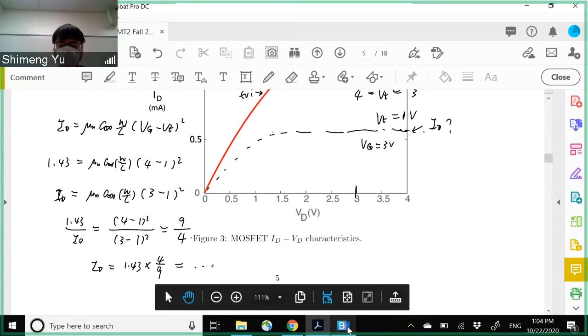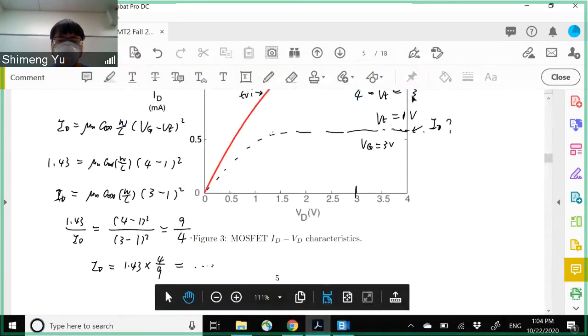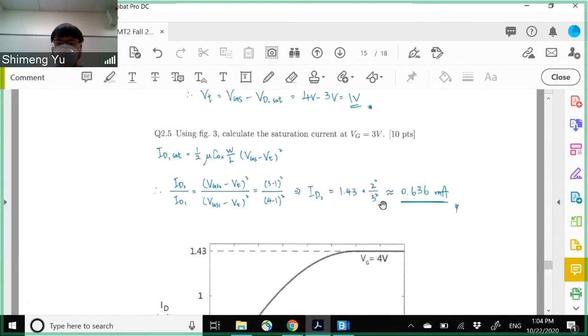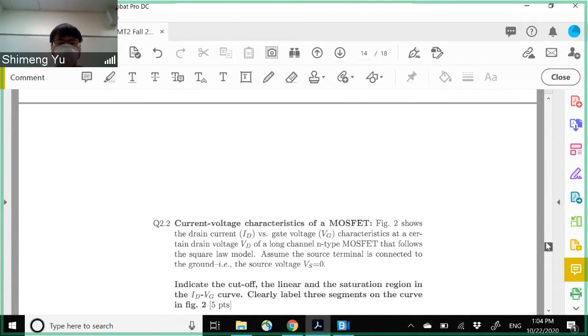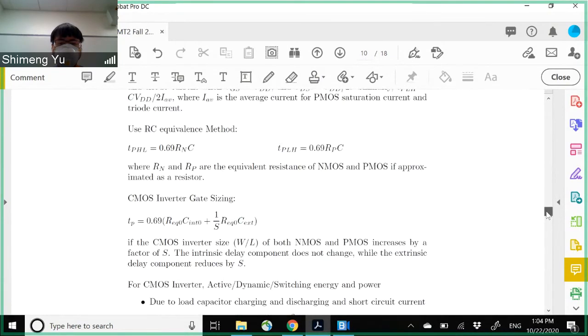All right. Any question about this one? So I think we have solutions attached. I don't have the calculator here, so if you do it, then it's 0.636 milliamp. Okay, so this is similar to one of your homework.